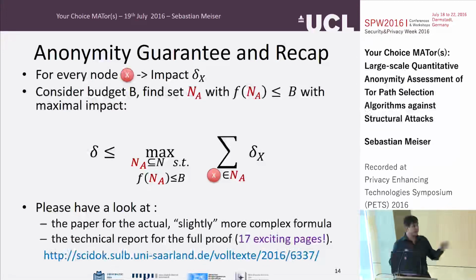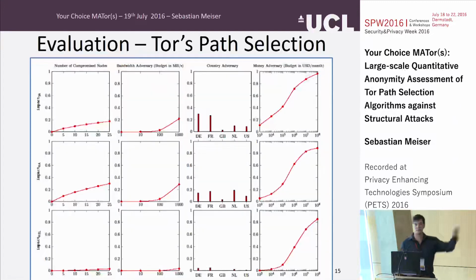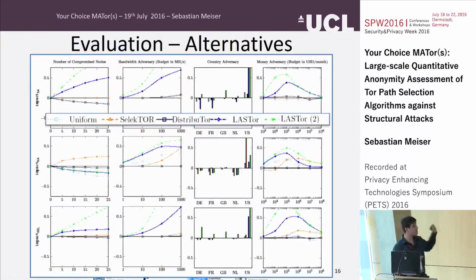Okay, now we've done that. We don't have much time left. We can look at graphs. There's graphs for Tor. This is graphs for comparing Tor with other path selection algorithms. Let's just look at a couple of small examples for that.